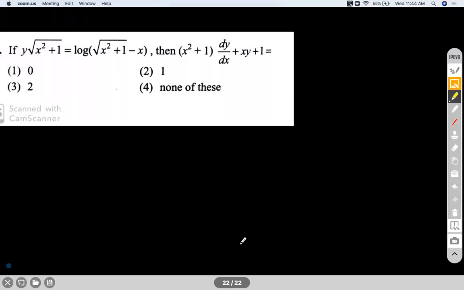Sir, just curious. For finding f of x is equal to mod of ln of mod x, was it possible to solve that without the graph? Yeah, why not? How, sir? Do you want me to do it after this or right now? Yes, sir. After this.